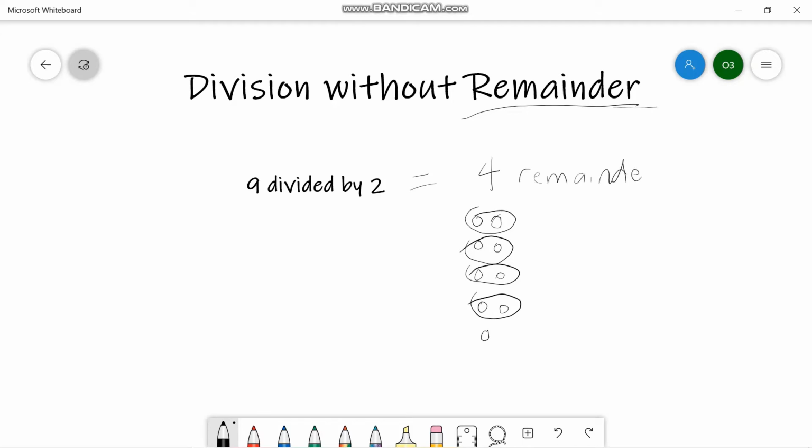But in this lesson, we will focus on dividing numbers without getting remainders. We will have another lesson about division with remainder. I just showed you what a remainder is.